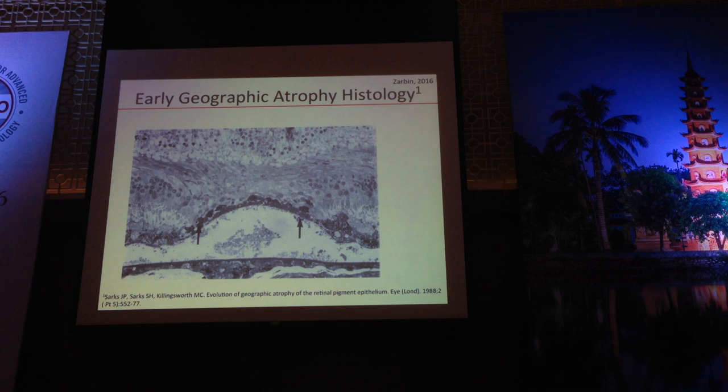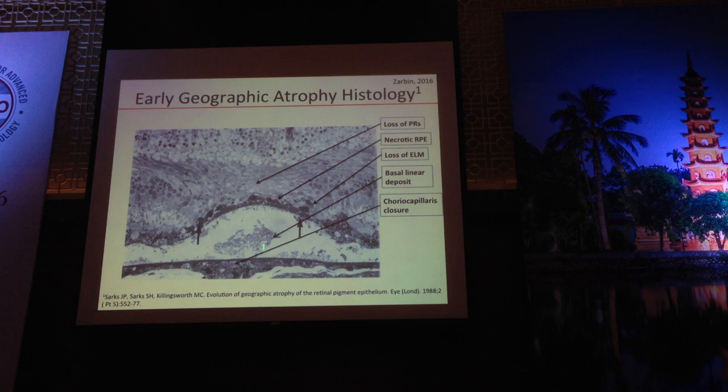This is early atrophy, and what we can see here is there are no photoreceptors, there is no RPE here, and there is loss of the external limiting membrane. That marks the area where you now have loss of photoreceptors. And underneath here, you have basal linear deposits. So clinically, this person would have a soft drusen that we could recognize clinically. And underneath it, there are no patent choriocapillaries. So you see, by the time we can recognize a drusen, many bad things have already happened to the RPE, the choroid, and the retina.